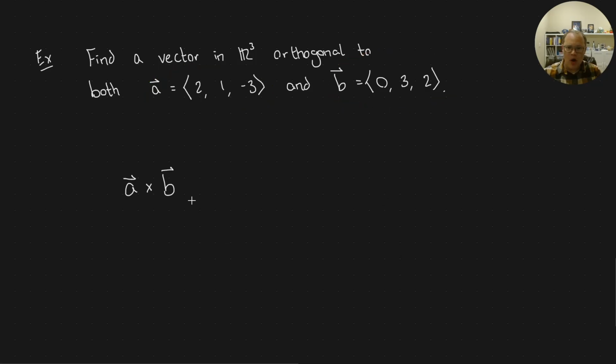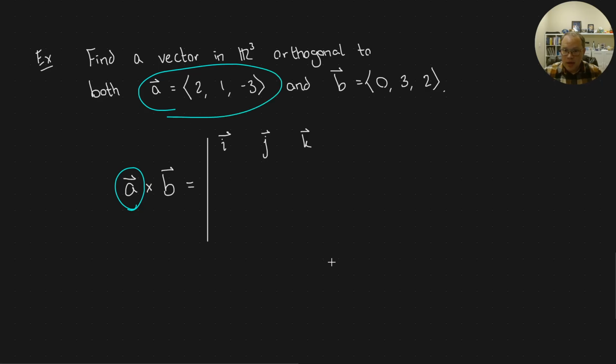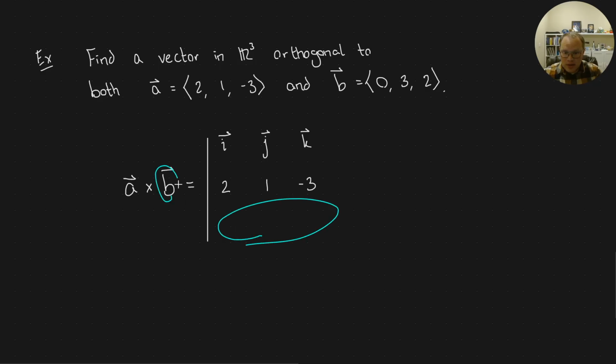All right, so how do I take the cross product? Well, we're going to use the mnemonic device. When we take a cross product, the first row is the standard unit vectors i, j, k. The second row is the first vector. The order is important here, as you will see. So the first vector is the next row in the matrix: 2, 1, negative 3. And the last row is the second vector in the cross product, so 0, 3, 2.